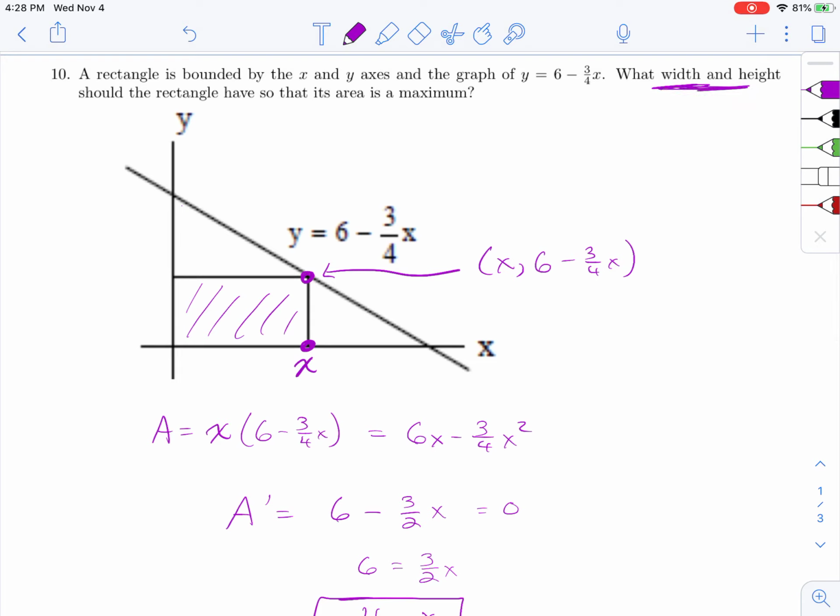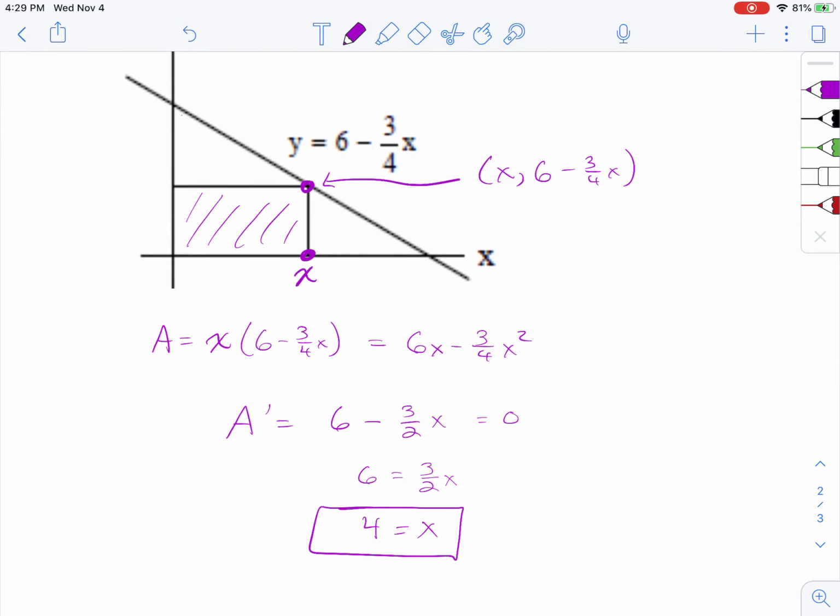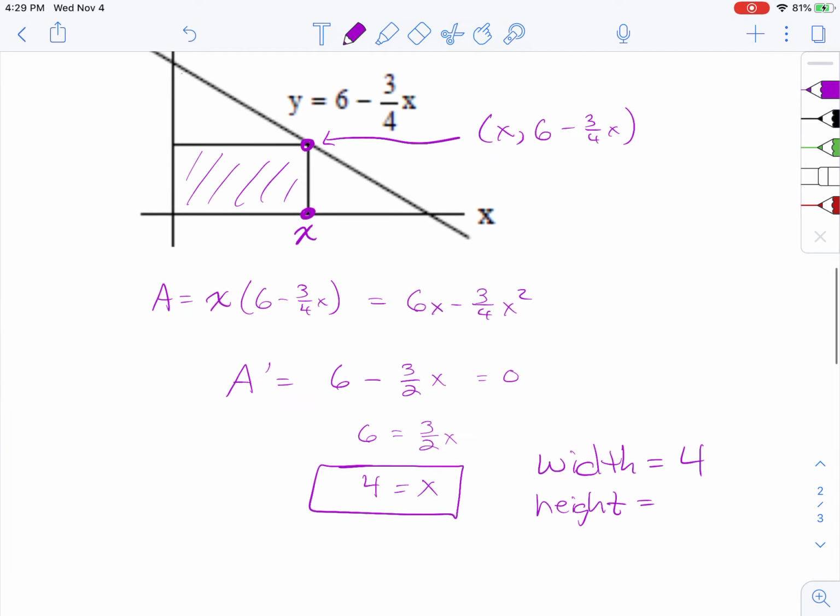Now what did they ask? Let's make sure we answer the actual question. What width and height should it have to make its area a maximum? So x is the width. So the width should be 4. And if the width is 4, the height is going to be 6 minus 3/4 of 4. So the height will be 3. And they didn't ask this, but the maximum area we could get would be 12.